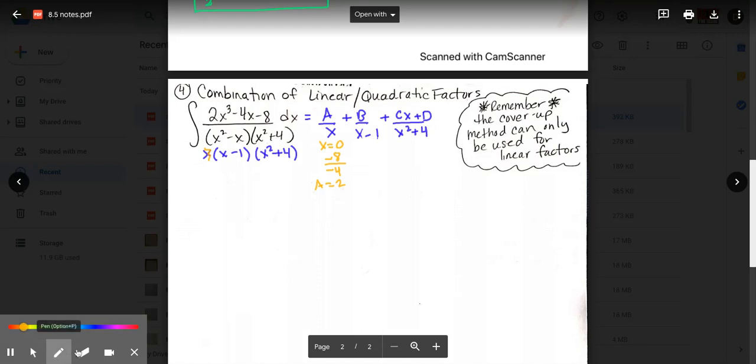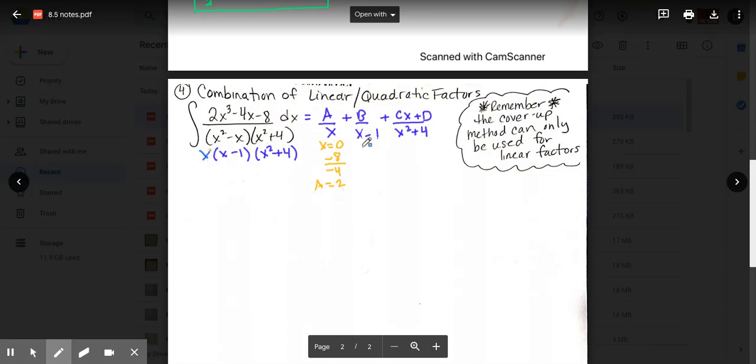Here's your first one. Sorry, this is being slow. It's not letting me change colors. Okay, there we go. Put my x back in there.